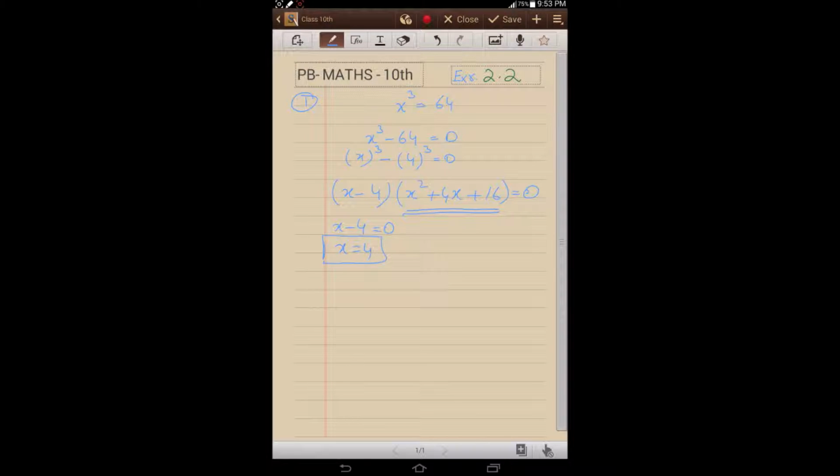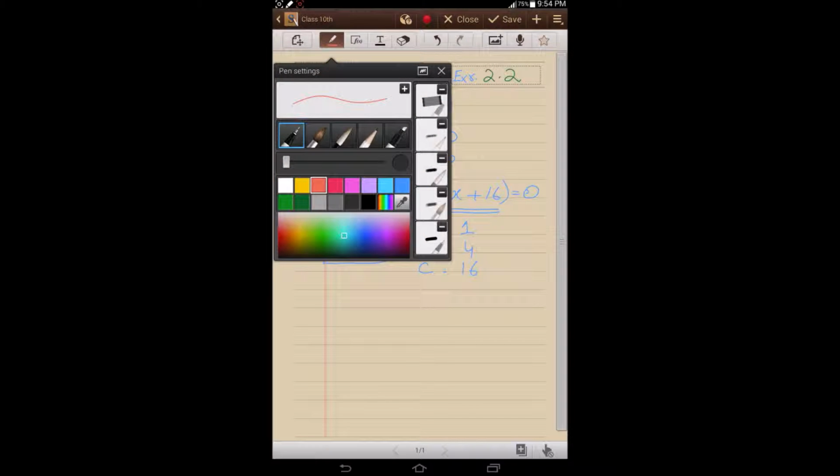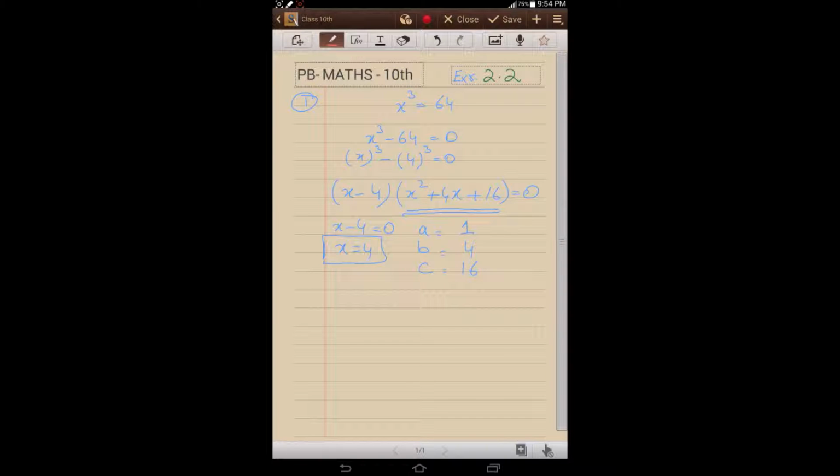For the quadratic formula we need a, and we need b, and we need c. In this case we have a is 1, b is 4, c is 16. So let's solve it. Let's write the formula first: x is equal to minus b plus minus square root of b square minus 4ac, divided by 2a.